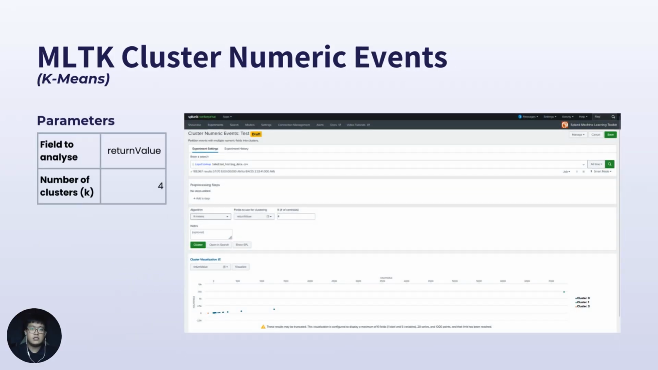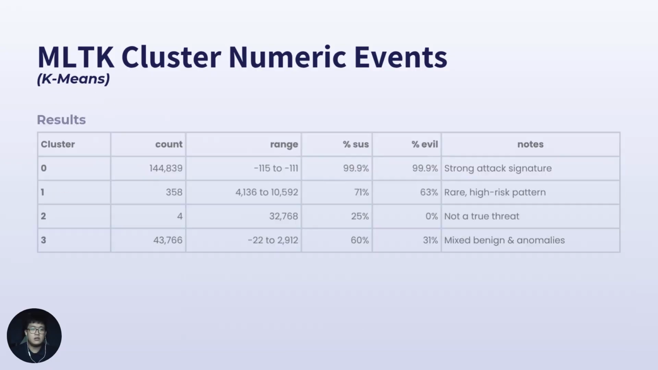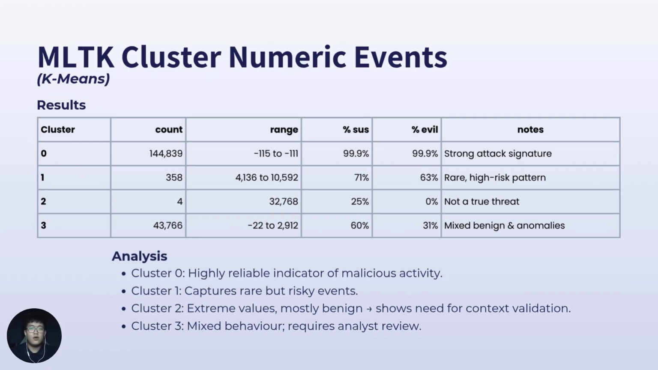Next is k-means clustering. I analyzed the same return value field and set the number of clusters to 4. This was based on testing that balanced granularity with interpretability. The goal here was to see whether naturally occurring clusters would reveal distinct attack patterns. The results showed 4 clusters.